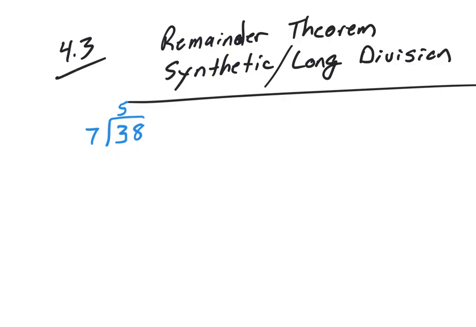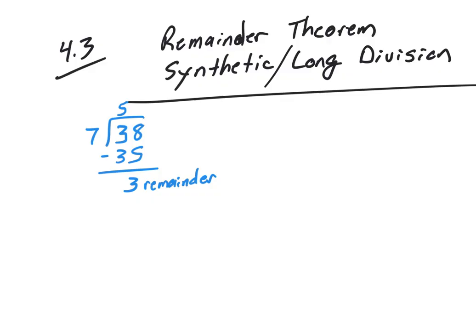Then we're going to multiply those two together. And then we're going to subtract 35 from 38. And this number right here is what we call our remainder. The reason I show you all of this is because today, one of the ways that we're going to write our answer is to show what all of this means. So what we're saying here is that 7 is not a factor of 38 because there's a remainder, right? If there's a remainder, then it's not a factor.